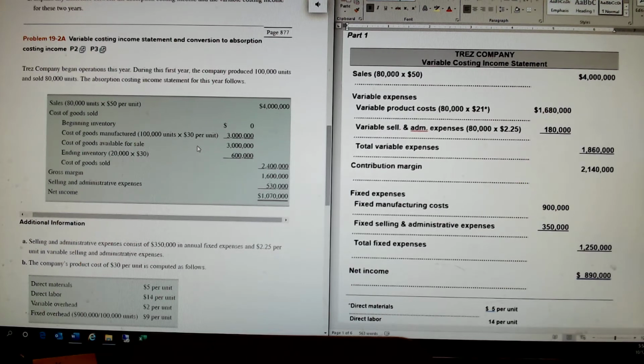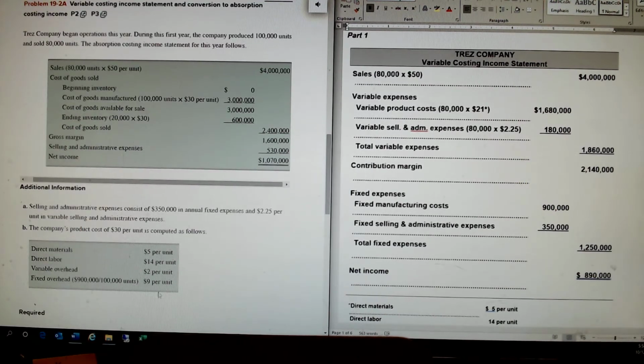And that $30 a piece came from right down here. Direct materials of $5 a piece, direct labor $14, variable overhead of $2, and fixed factory overhead of $900,000 divided by 100,000 units produced is $9 per unit. That's $30 a piece. We sold cost of goods manufactured. So the 100,000 that we made cost $30 a piece.